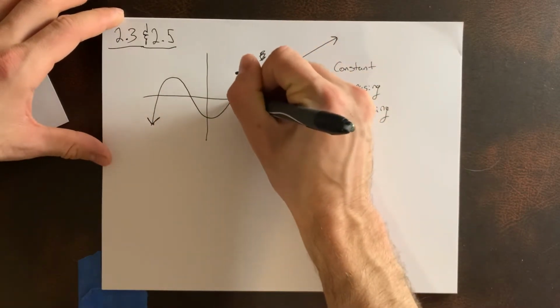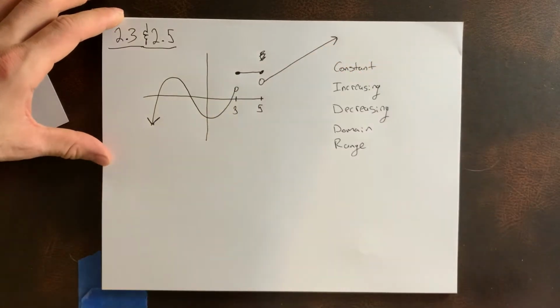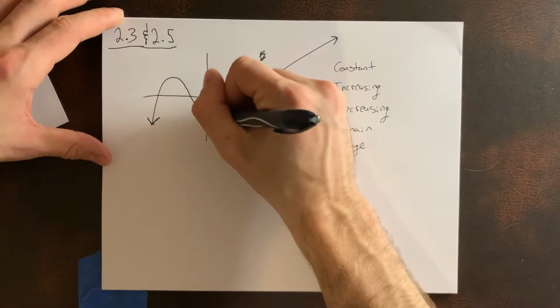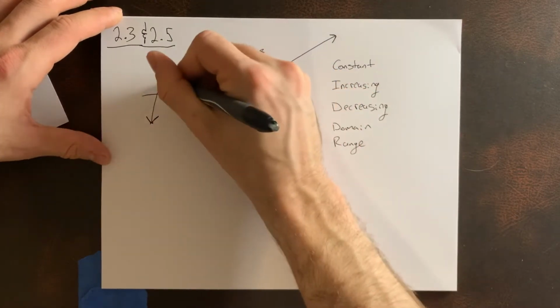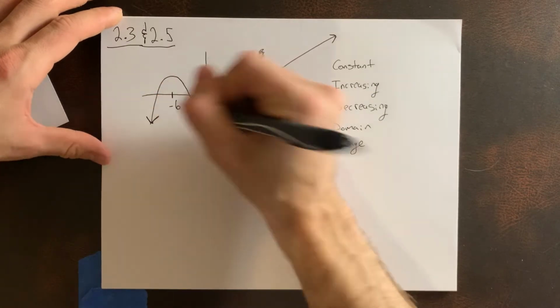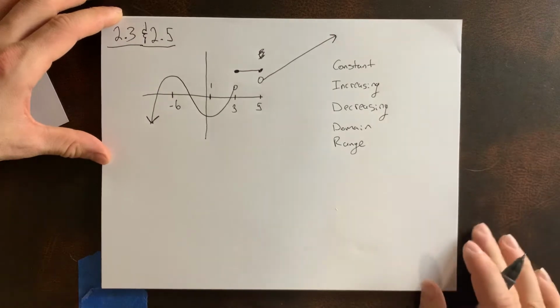So let's just make up some numbers. Let's say this is like an x value of 3. This is an x value of 5. Over here, let's call this 1. This could be minus 6. Okay, that's all we need.